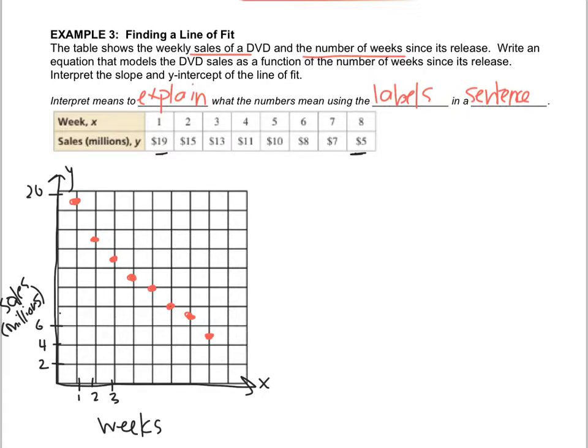So what you do is you take your pen or pencil and you want to make it go through the middle of the dots as best as you can. Some dots will be below the line, some dots will be above the line, but you want to keep that balance.